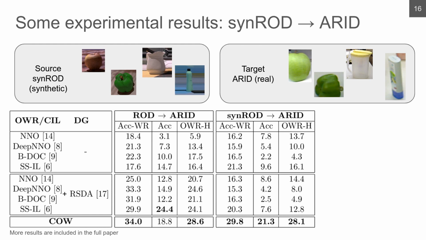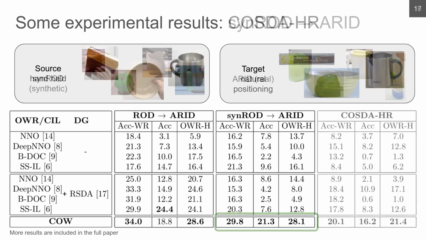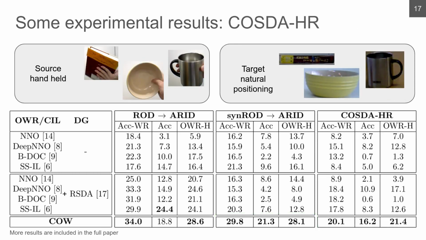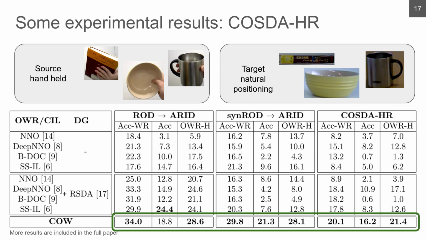In a second benchmark evaluation, we still adopt the same target domain, but train on a synthetic version of the source. Even if this case is more difficult, our performance is on par with the previous case, and we are the first to obtain this result. The last benchmark is inspired by our exemplary application, with training source samples being handheld by a human, and target test samples being naturally positioned in a home environment. As you can see, in all cases, our contrastive open-world method outperforms the competitors.